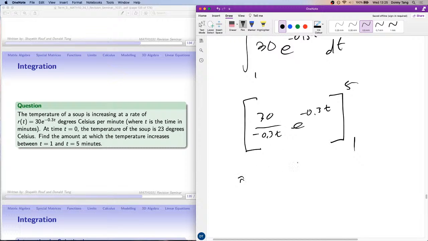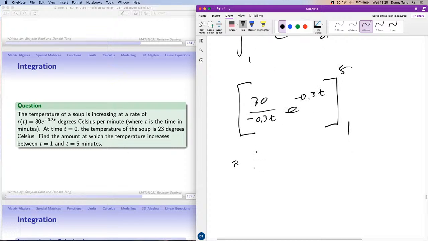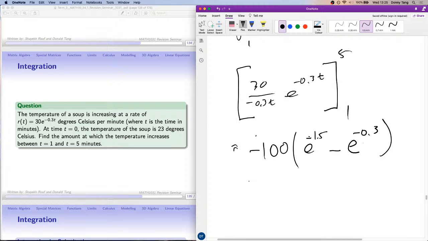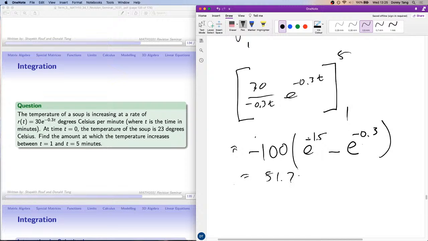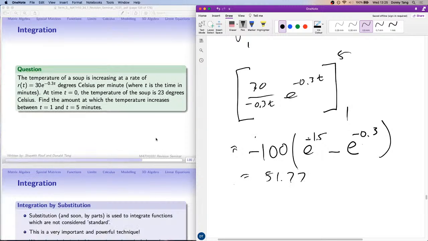So the answer is going to be, let's see, what's 30 divided by 0.3? It's like 100, right? Yeah, it is 100. So negative 100 times e to the power of negative 1.5 minus e to the power of negative 0.3. And that's going to be the answer to this question. Obviously, we're going to plug this into our calculator and see what we get. And the answer should be 51.77. Okay. Very cool. Moving on.